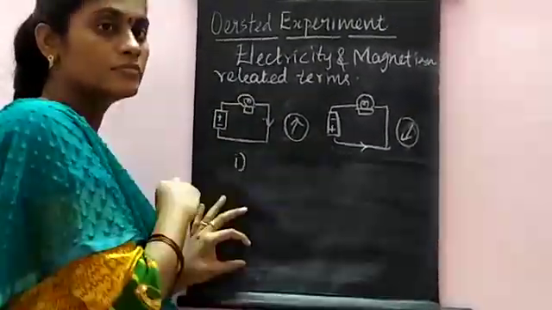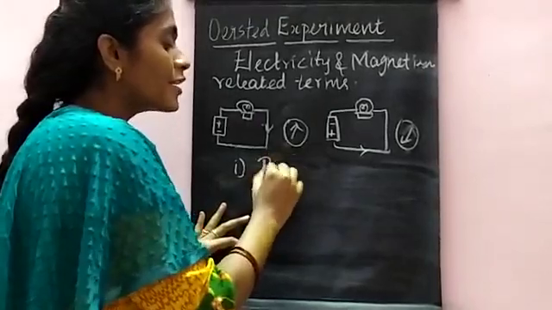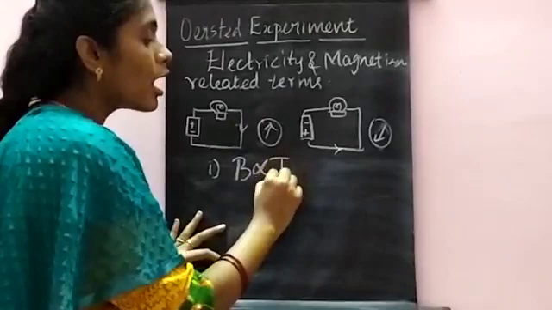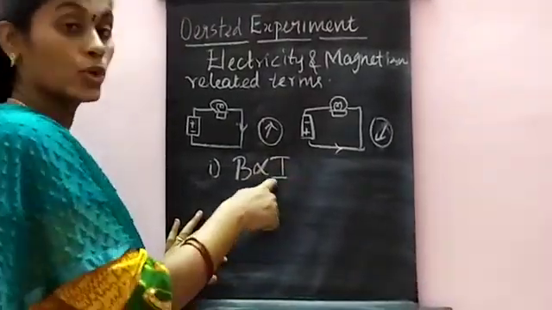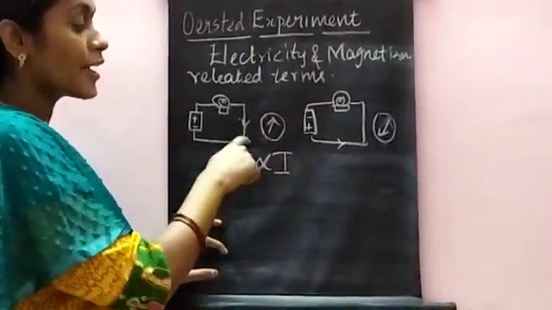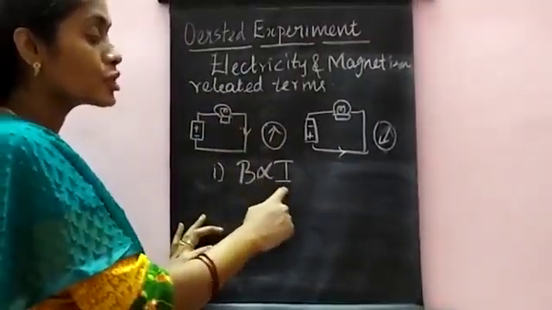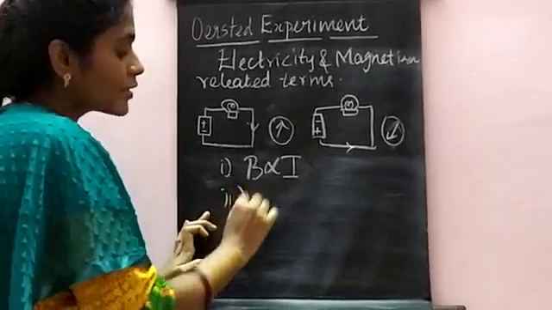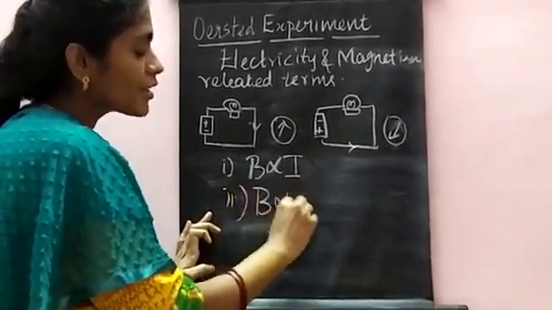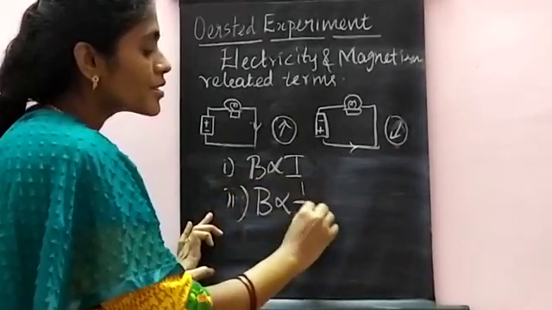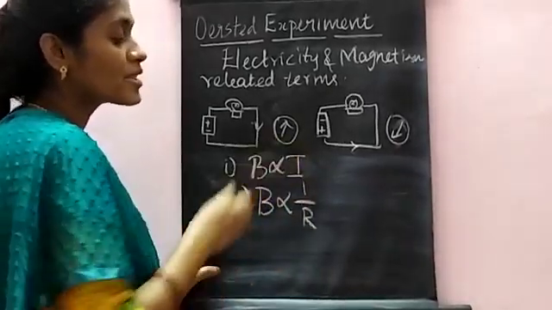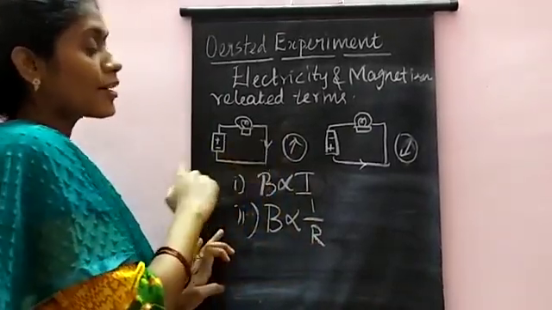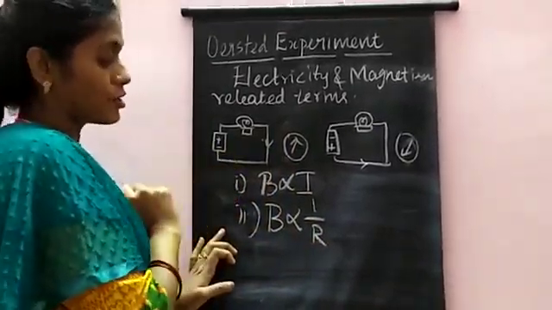That's all. The amount of magnetic field created in that circuit is directly proportional to the amount of current passing in that circuit. Second, the amount of magnetic field is inversely proportional to the distance of the magnetic compass needle. So if we place a magnetic compass needle near, the magnetic field is very large. That's all.